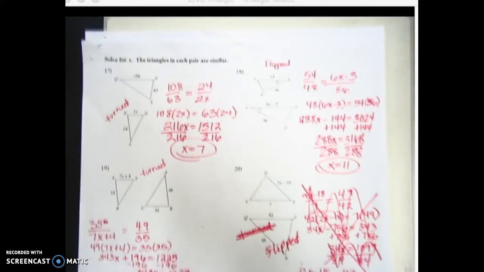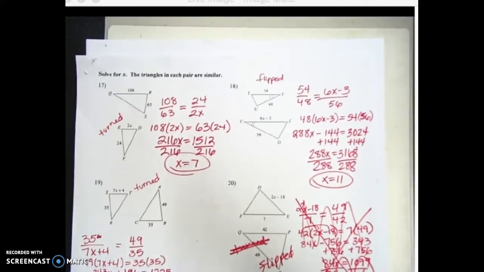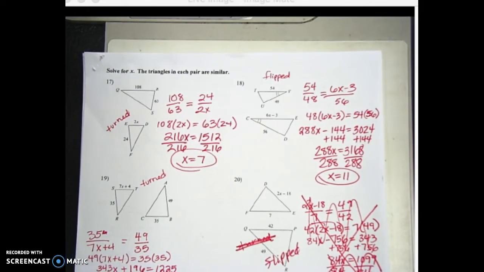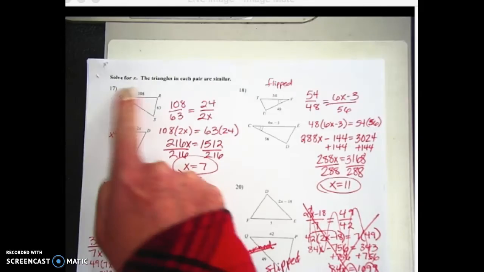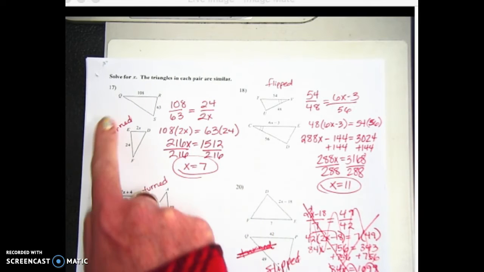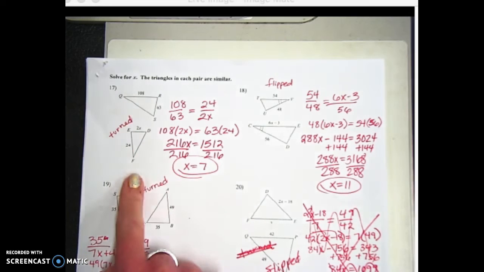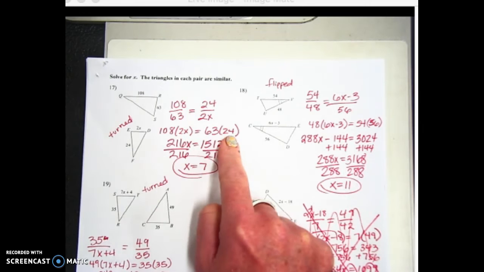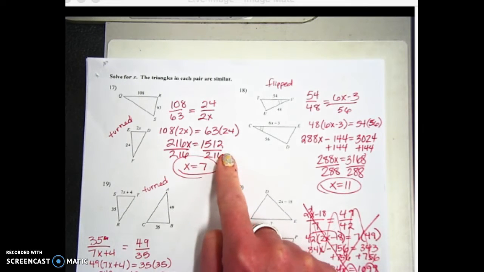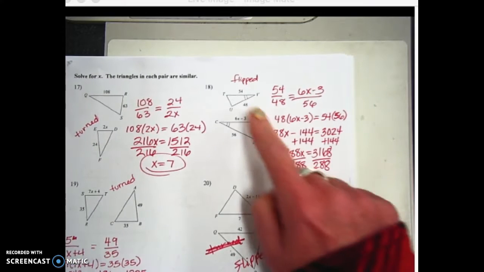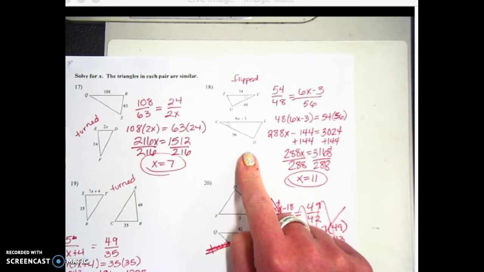This is page 3 and 4 of the Chapter 7 review for geometry. So numbers 17 through 20, the directions say solve for x, and they tell you that the triangles are similar. For number 17, they're just turned from each other. So I set up the proportion, I did the cross product, and then I did inverse operations until I solved for x. Number 18, the triangles are flipped from each other.